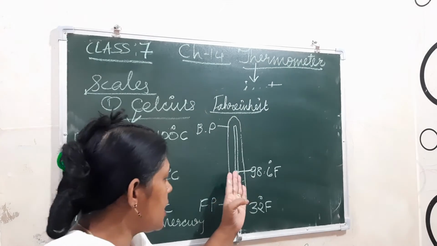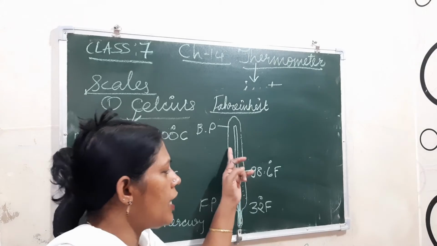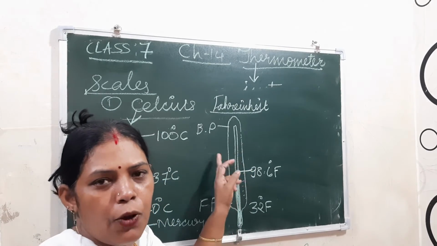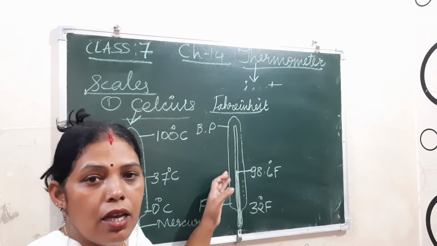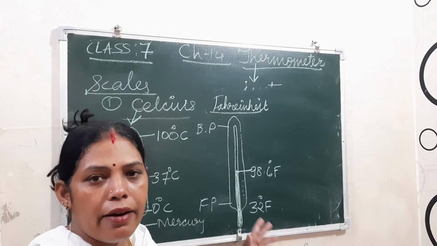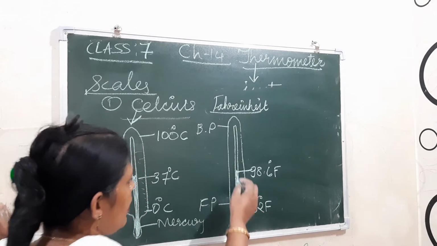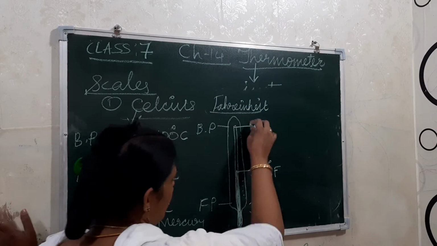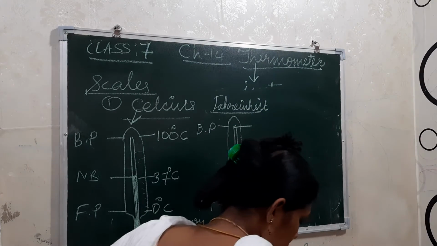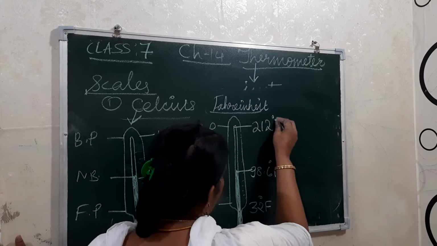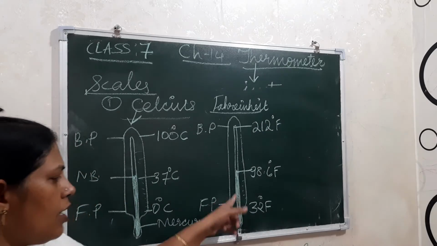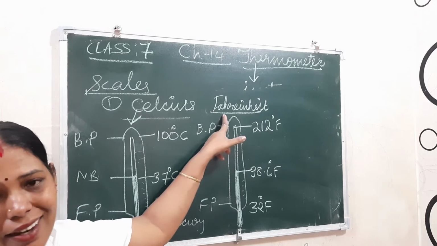If the body temperature rises more than this, whether it is 98.9, 99, 100, 104, that is fever. If it is above 100, then it is high fever. Then the last point is 212 degree Fahrenheit. This is the Fahrenheit scale.